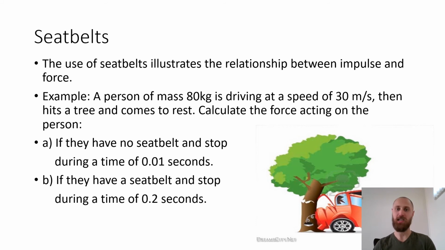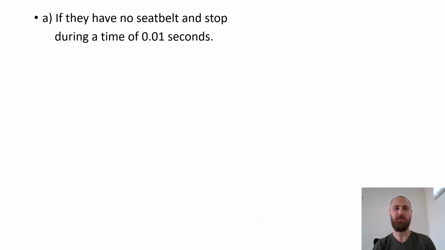The mass of everything else is just extraneous and there to throw you off. So you can see with the seatbelt on, the person takes longer to come to a stop. That would probably be sensible to you. The seatbelt exerts a force against you and slows your stop. And we're going to look at exactly what that does in terms of the impulse and the force on the person. So, question A, they have no seatbelt, they stop during a time of 0.01 seconds.